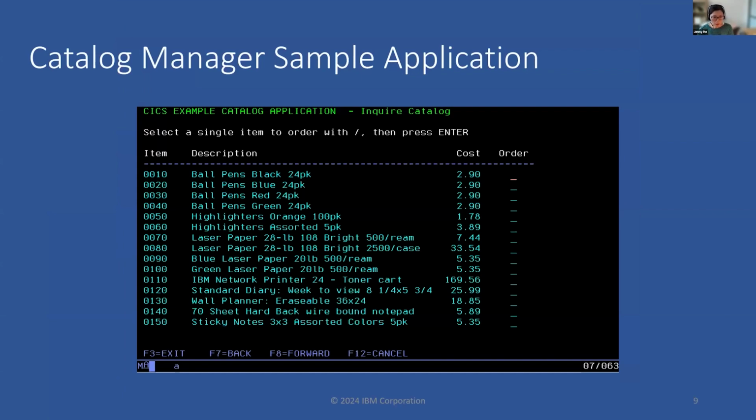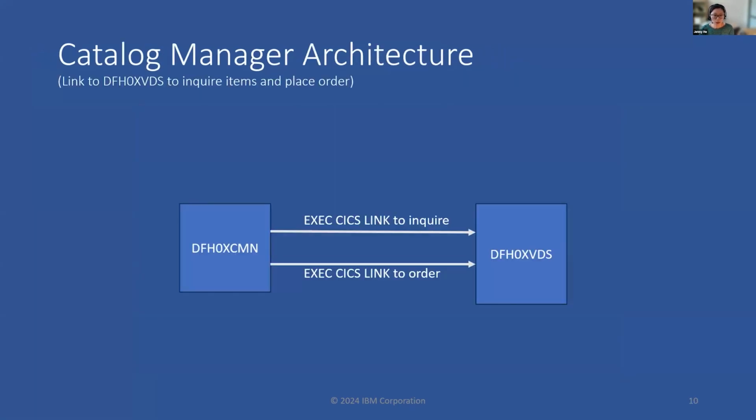So I'm going to base the business event on a CICS-supplied sample application called Catalog Manager. On the screen here, we see this green screen application, which shows the list of items in a database through a CICS transaction. Then the user can place an order using this application, or inquire about an item.